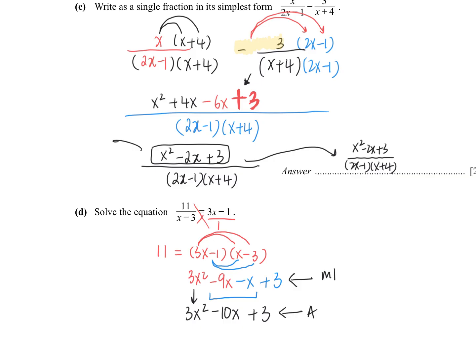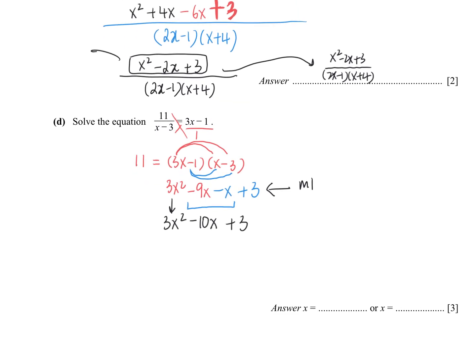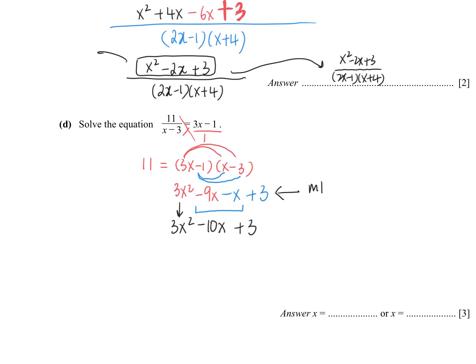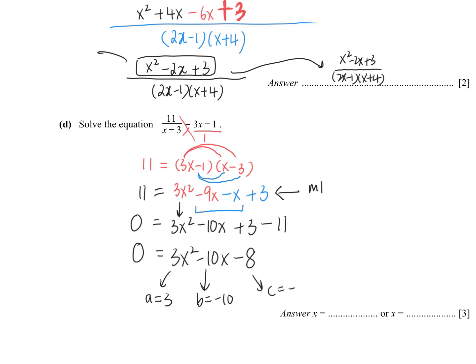Okay, so solve, the next highlight is you can use quadratic formula, right? But you remember your quadratic formula wrongly. So, still got one more. Okay, so this one, bring the 11 over. So now your quadratic equation is a negative 8. So your A is 3. Your B is negative 10 and your C is negative 8.